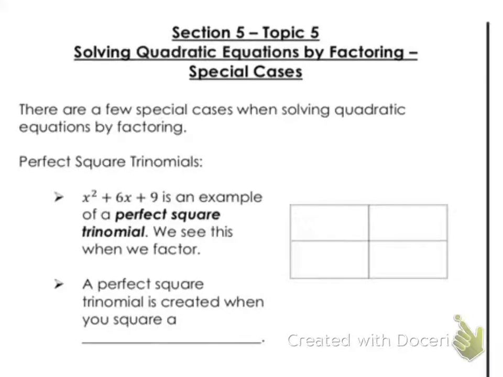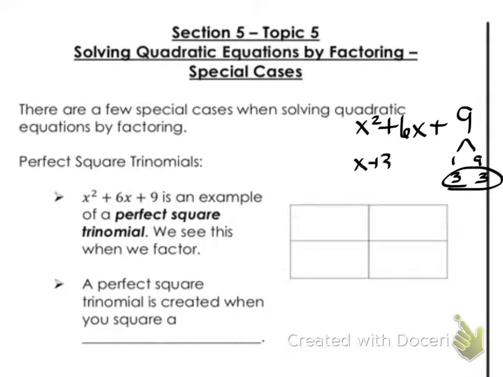We're going to take a look at perfect square trinomials. We have x squared plus 6x plus 9. What are some factors of 9 that when we add them together give us our b term of 6? 3 and 3. Very good. That way we'd have x plus 3 times x plus 3.